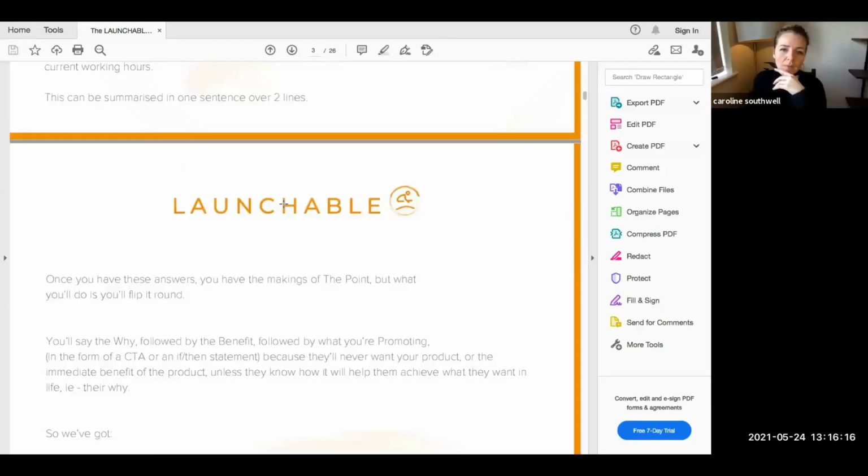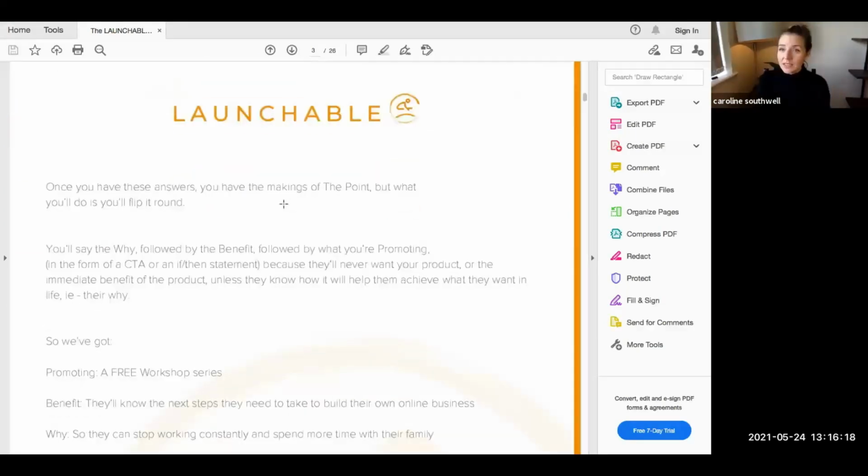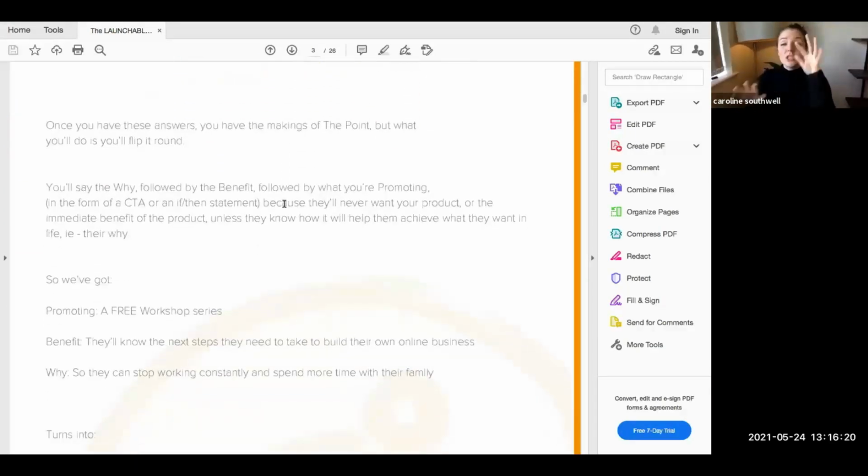Okay. Once you've done this, the message is the most important part. The message is the thing that sells. No one wants a free workshop for no reason. What you do then is you flip it around, okay?